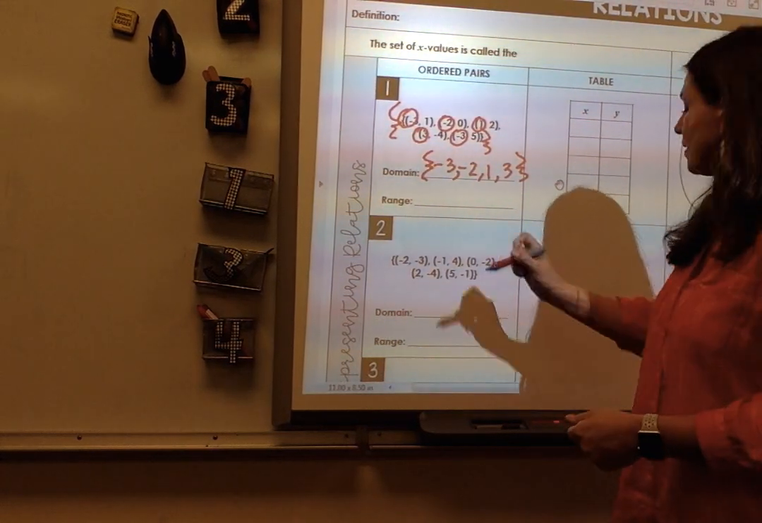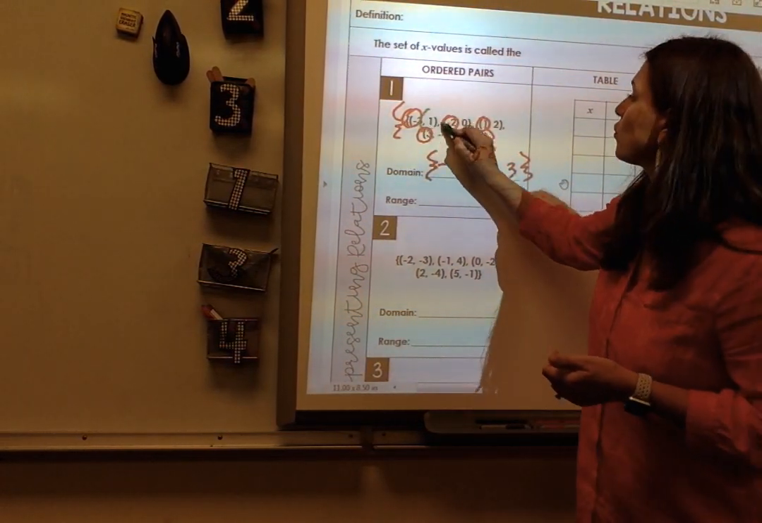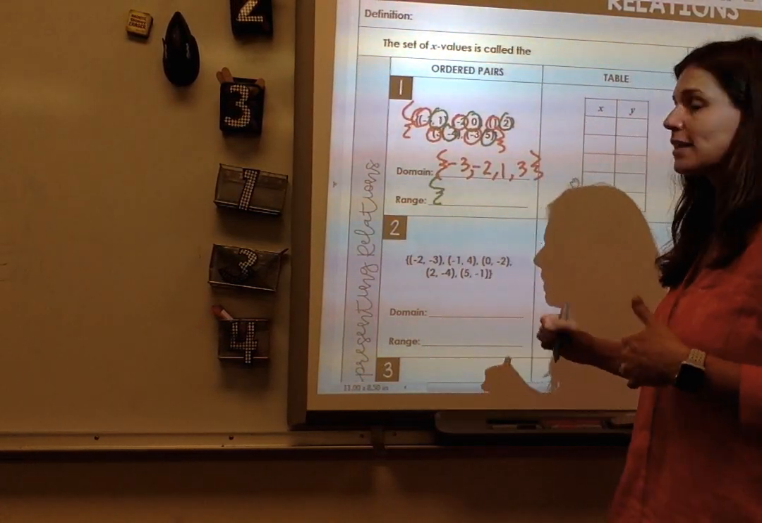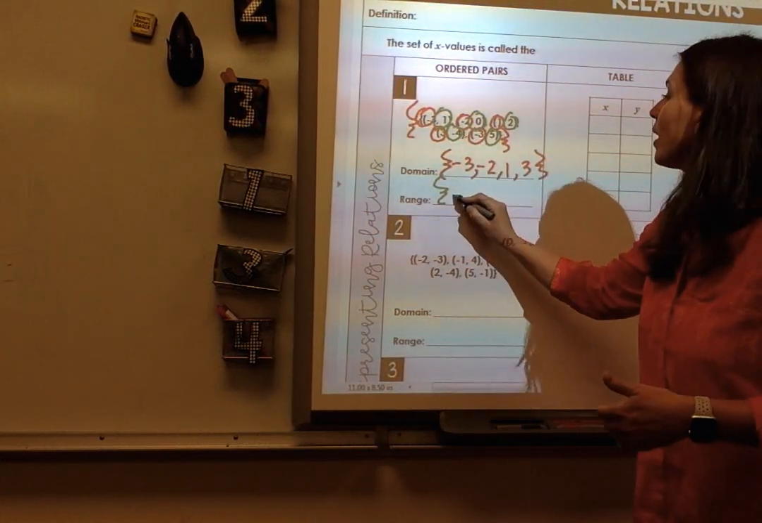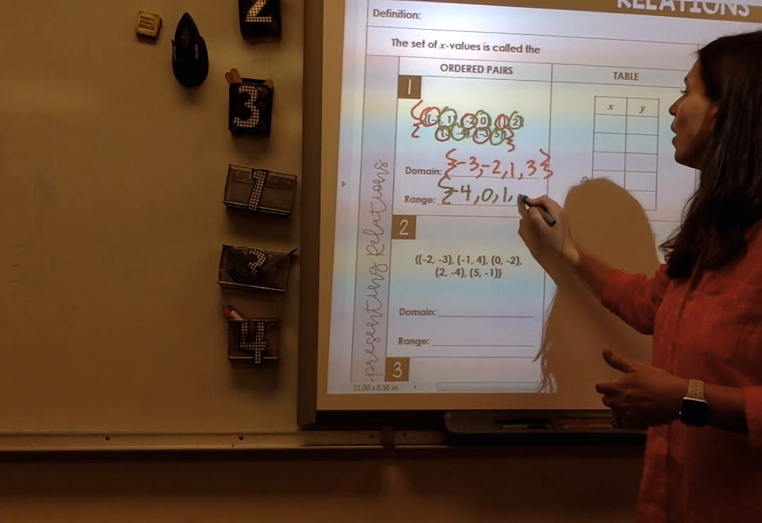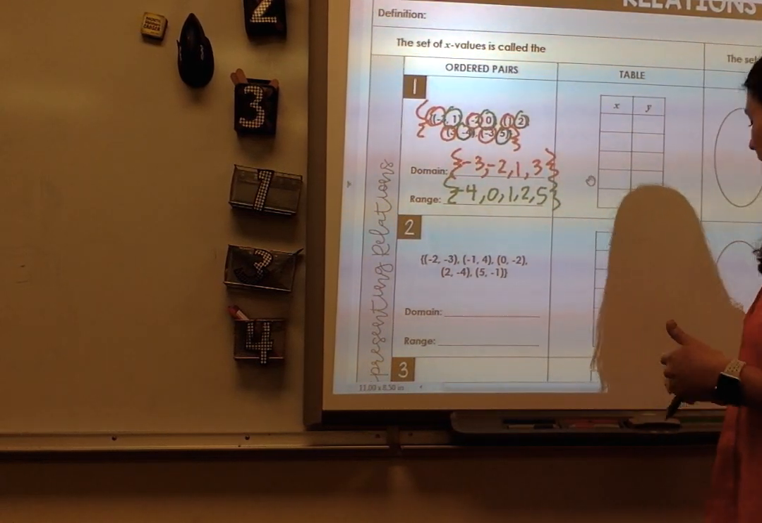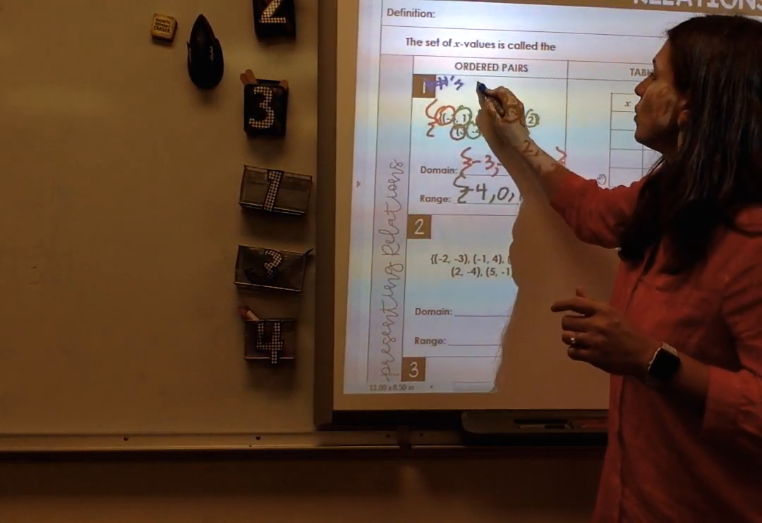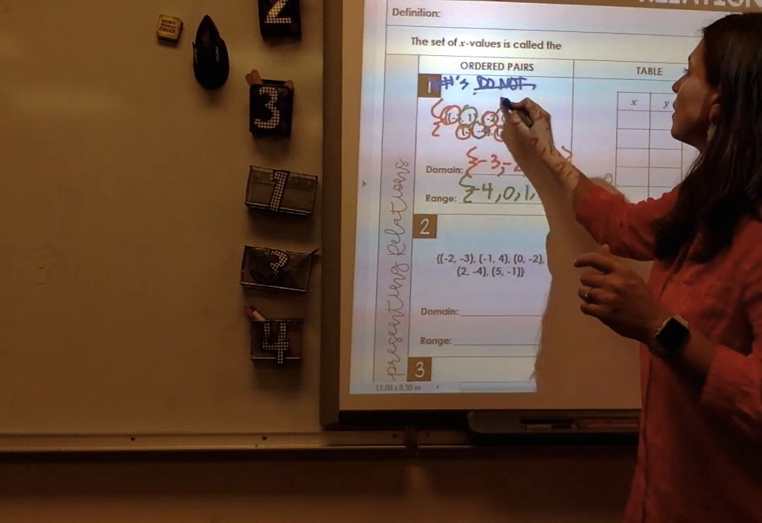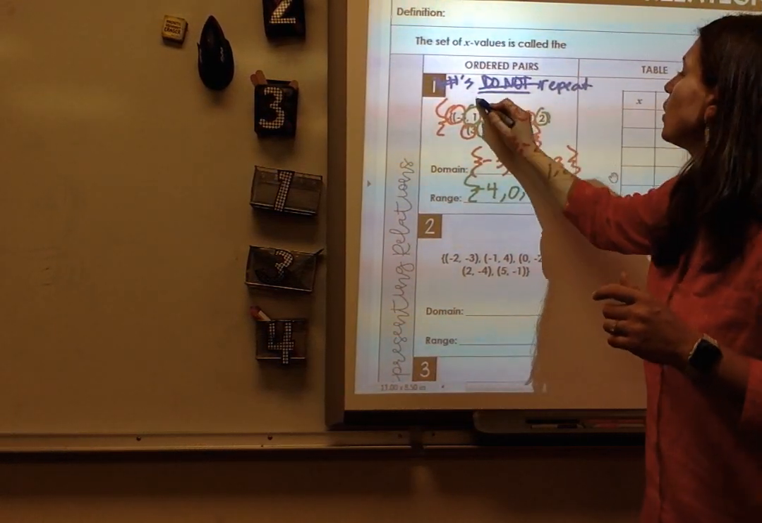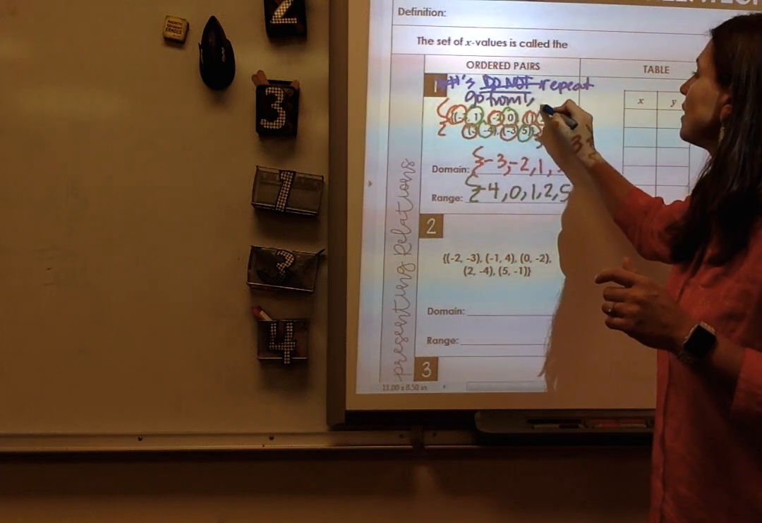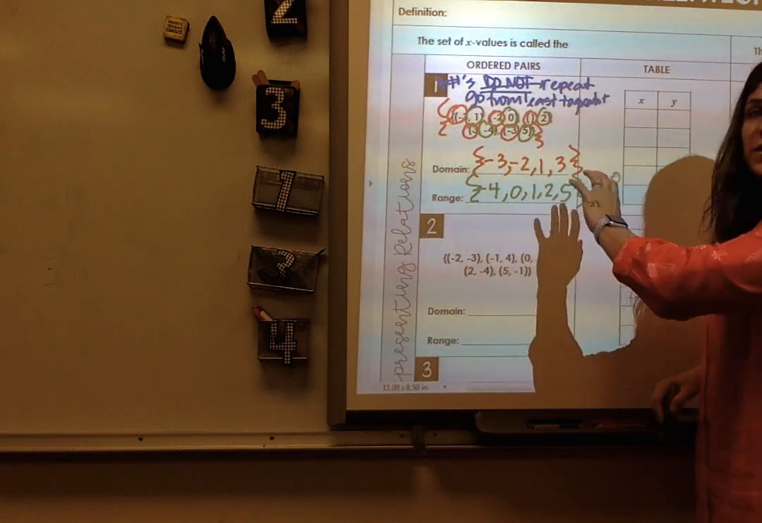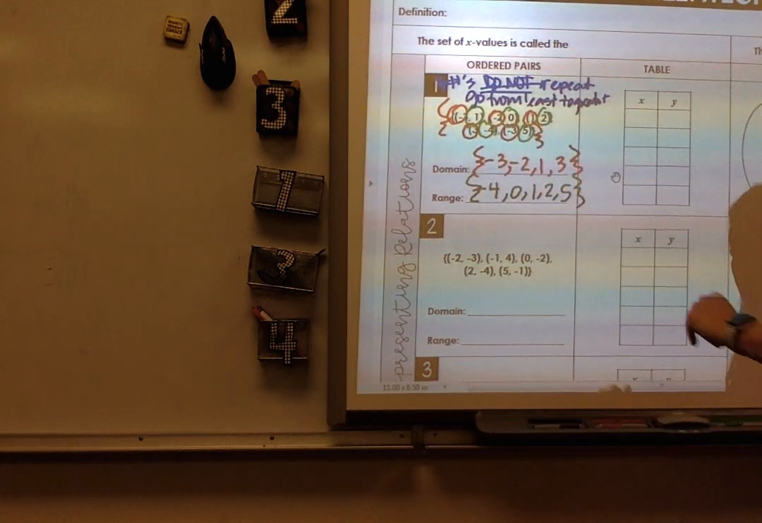Okay? Same thing with range, my y values. So I'm going to circle my y's, 1, 0, 2, -4, and 5. Open bracket, tells the reader there's more than one. Least to greatest, -4, 0, 1, 2, 5, close bracket. So, up here on number 1, numbers do not repeat. And we go from least to greatest. That is a specific form. Numbers, least to greatest, numbers don't repeat, domain and range.